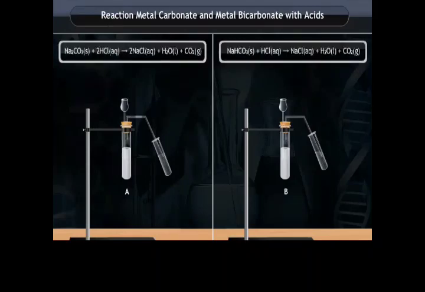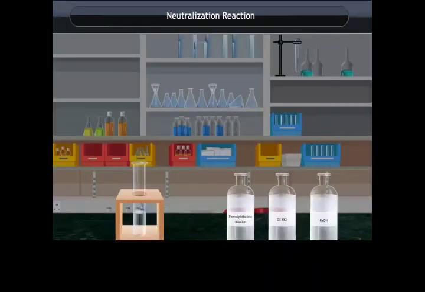From this activity we conclude that metal carbonates and metal bicarbonates react with acids to give carbon dioxide gas, salt and water. Neutralization reaction. Take about 2 ml of dilute NaOH solution in a test tube and add 2 drops of phenolphthalein solution. Observe the color of the solution. It turns pink. Now add dilute HCl solution drop by drop in the solution till its color disappears.